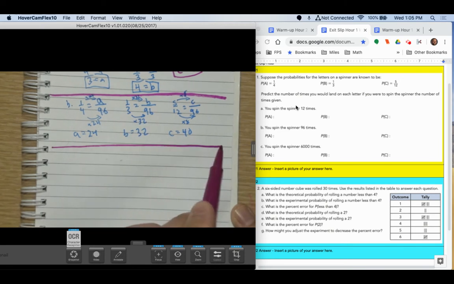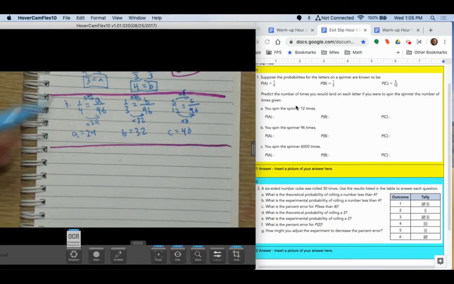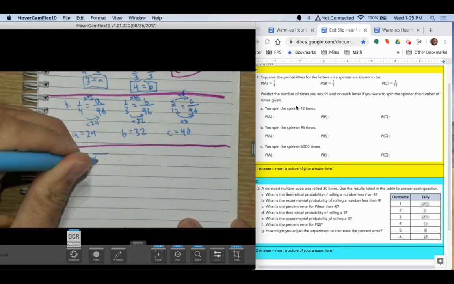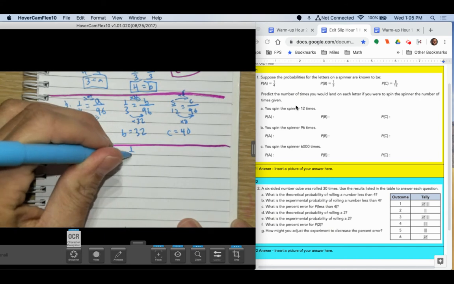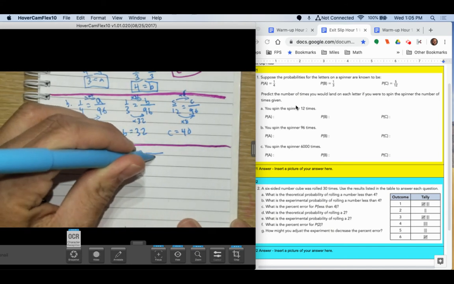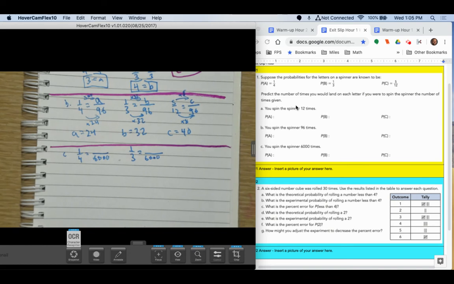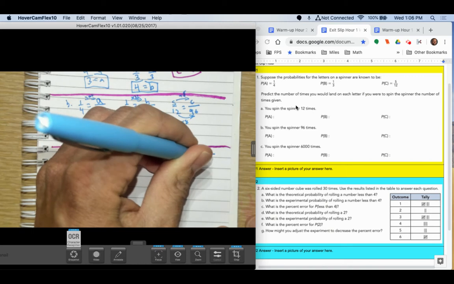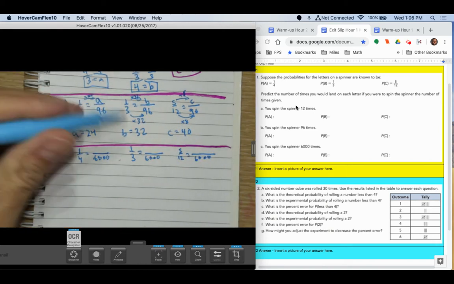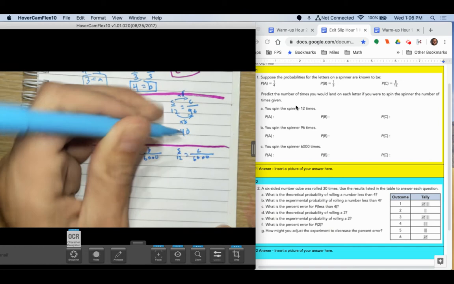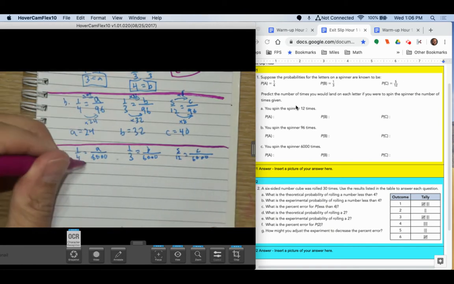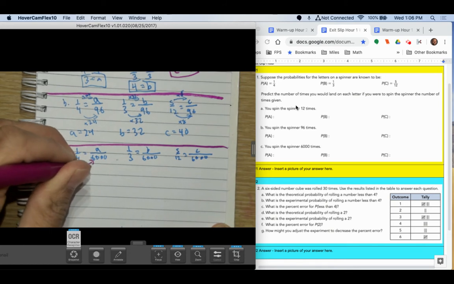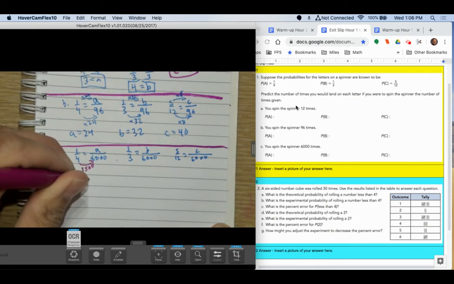Last but not least, we have 6,000. All right. So same thing. 1/4 is equal to something over 6,000. 1/3 is equal to something over 6,000. And then 5/12 is equal to something over 6,000. Okay. I could cross multiply to get A, B, and C for my predictions, or I could scale up. This times, let's see here, 1500, and so A should be 1,500.